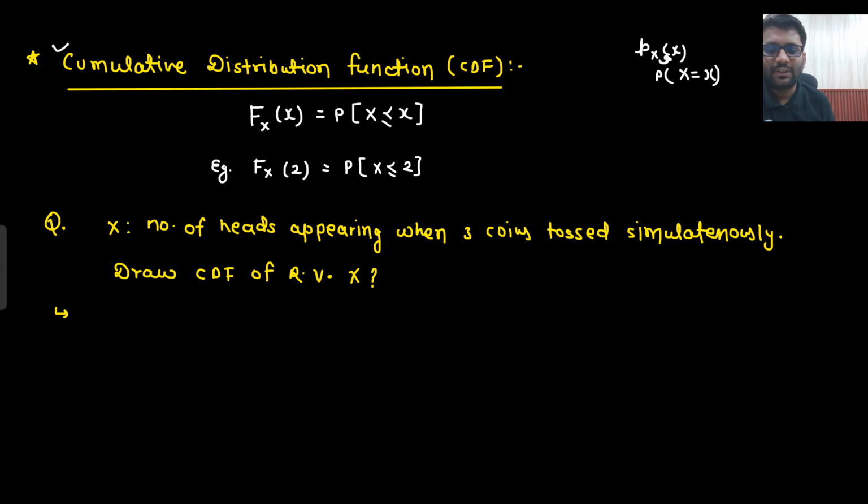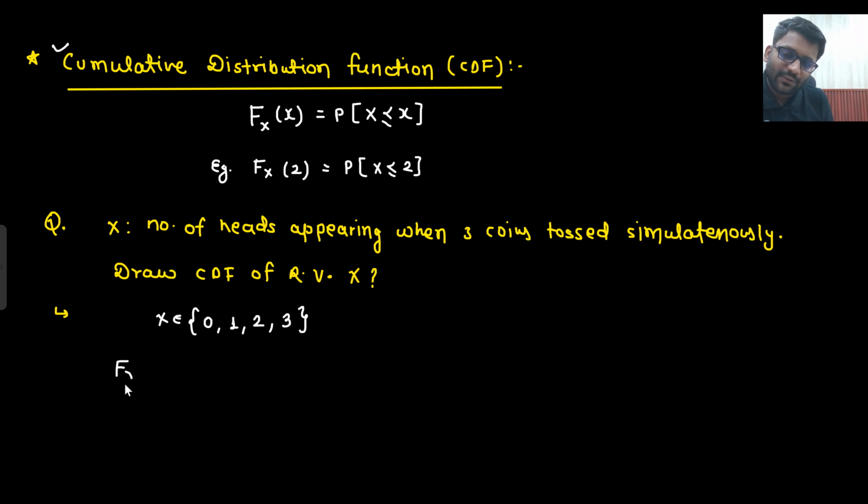Let's see a question. With respect to question, it will be more clear to you. Number of heads appearing when 3 coins are tossed simultaneously. The same example we are taking. You need to draw the CDF of random variable x. So what all values x can take? So let's find something very random. Let's find fx of minus 1. Can you let me know what will be the value of fx of minus 1? So what does it mean? Probability of random variable x taking values lesser than equal to minus 1.